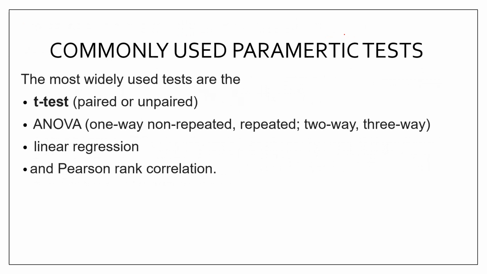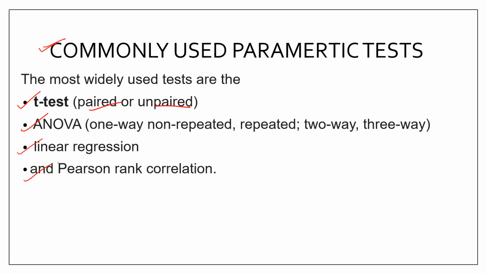Commonly used parametric tests, if our data is normally distributed, are the t-test, either unpaired, that is the independent sample t-test, or the paired sample t-test, ANOVA, one-way ANOVA or two-way ANOVA, then linear regression and Pearson rank correlation. These are the commonly used parametric tests, but there are some assumptions, and one of the assumptions is normal distribution. So if data is normally distributed, we perform this type of test.